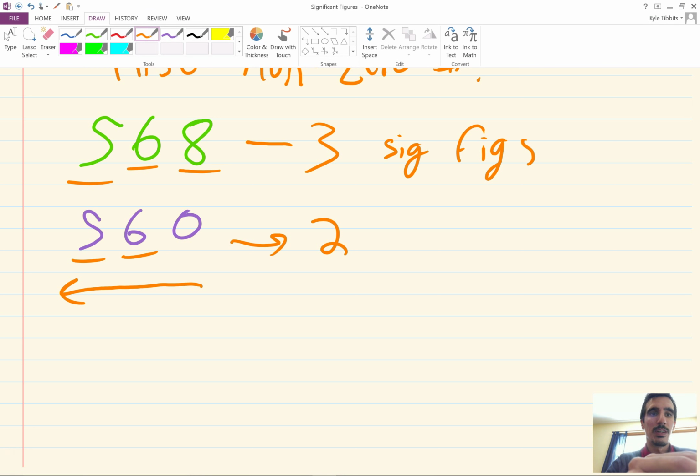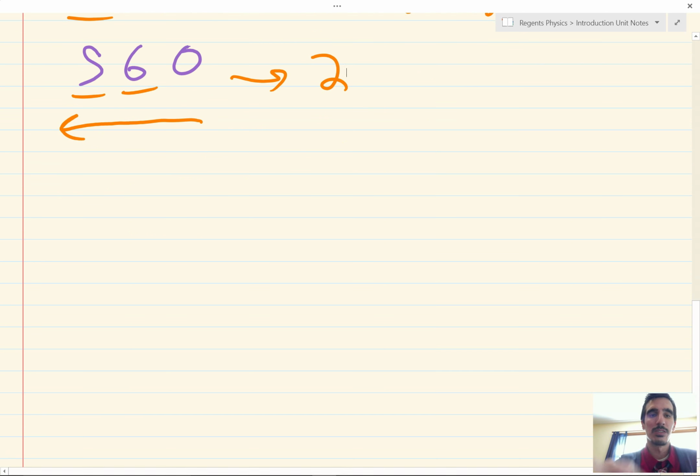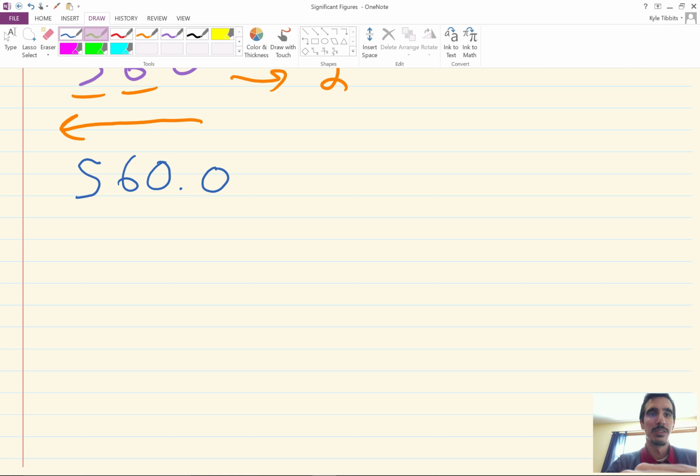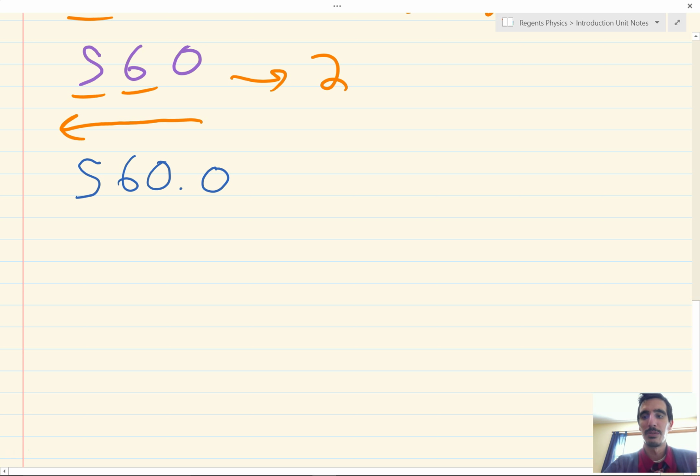Let's look at 560.0. This time, the decimal is present, so we have to do the opposite. We're counting from left to right, starting at the first non-zero number, which is 5. So 1, 2, 3, 4. We count everything after it. 4 Sig Figs.